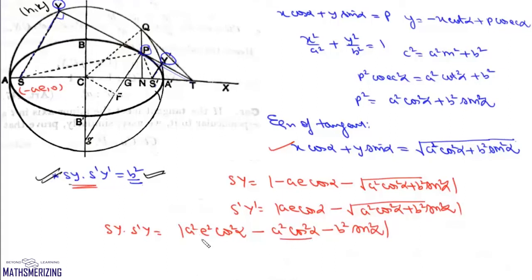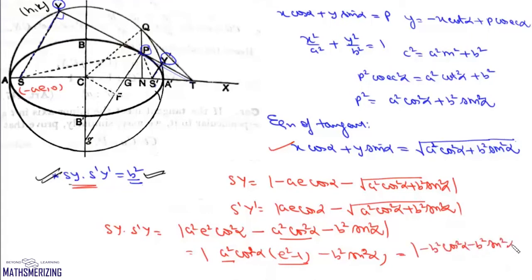Now we'll take a square cos square alpha common, then we can write a square cos square alpha, and here it will be e square minus 1, and minus b square sin square alpha. Now a square (e square minus 1) is nothing but minus b square. So we'll get this as mod of minus b square cos square alpha minus b square sin square alpha. Now cos square alpha plus sin square alpha is 1. So this product SY into S'Y' is equal to b square. And that is our second result.